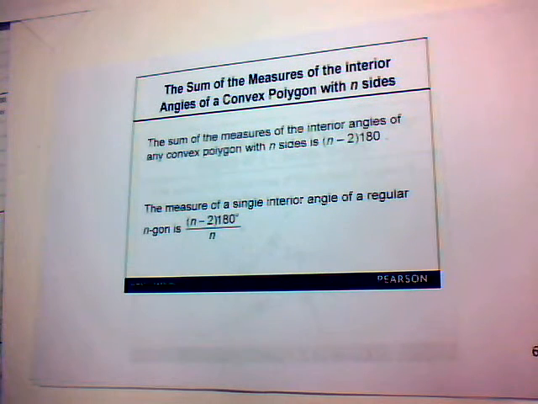All right, next we'll look at the sum of the measures of the interior angles of a convex polygon with n sides. In this case, the sum of the measures of the interior angles of any convex polygon with n sides is equal to n minus 2. That quantity will be multiplied by 180 degrees.